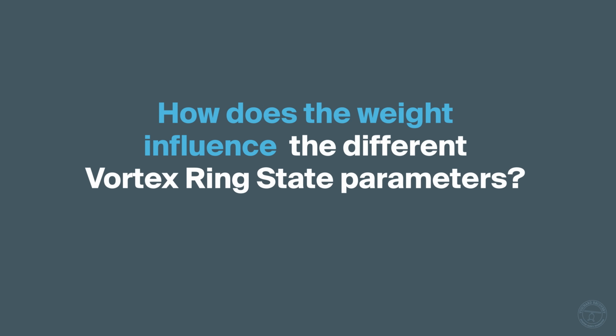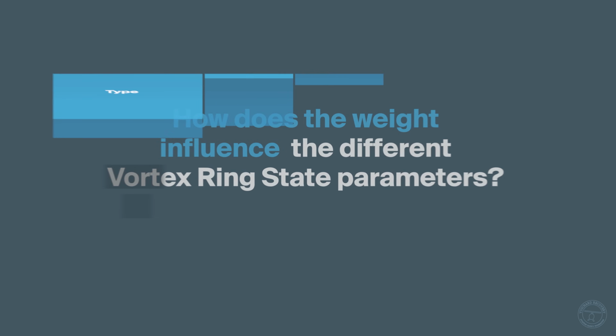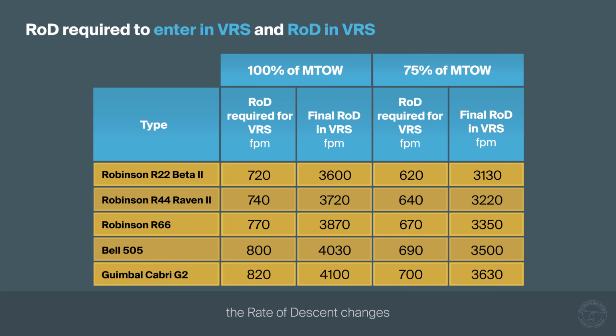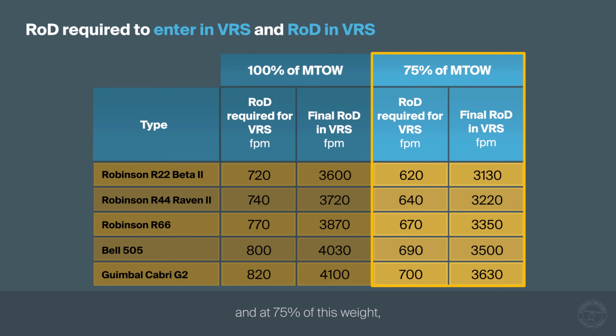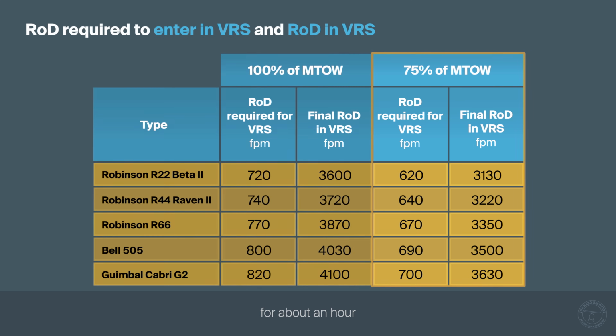How does the weight influence the different vortex ring state parameters? This table shows how the rate of descent changes in the low disk load categories based on the rules of thumb calculations, both for the initial and the final rate of descent in the VRS at maximum takeoff weight and at 75% of this weight. 75% usually corresponds to the pilot alone on board with fuel for about an hour.